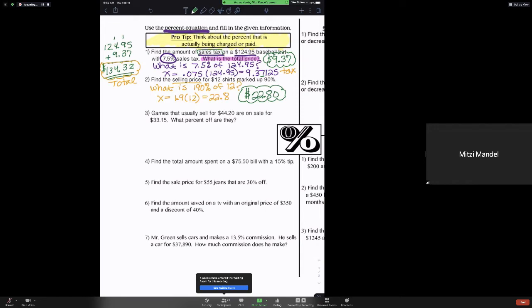Okay, here's another clever little problem. Number 3 says games that usually sell for $44.20 are on sale for $33.15. What percent off are they? So this is kind of like that first homework question I went over, where they want to know what percent did you save. So we want to know what percent we saved. First, let's find out how much money we saved by subtracting these. We saved $11.05. So I want to know, 11.05 is what percent of the price, the original price?